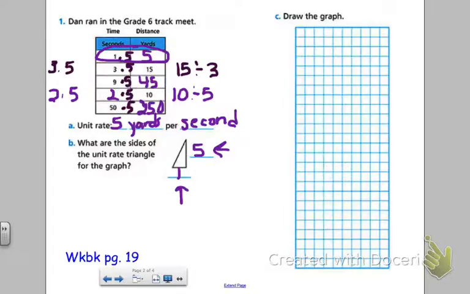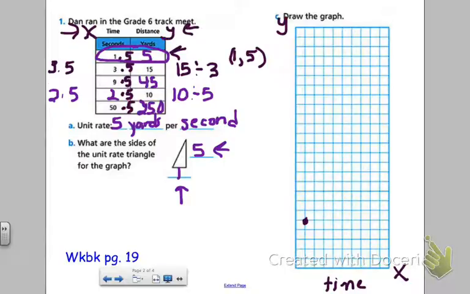Now I can actually draw that on the graph. Let's see here. My first set of coordinates, my first ordered pair, is 1, 5. So over 1, up 1, 2, 3, 4, 5. So right about here. Oh, I forgot labels. Here's my x and my y-axis. Remember, x-axis is always the first column. So that's our time down here. And our y is always our second column, so that means distance. That would be my y-axis.